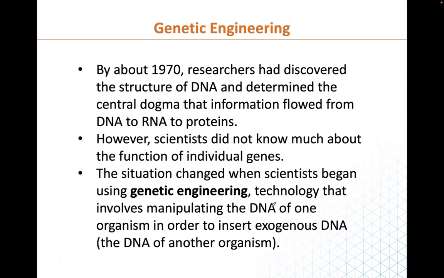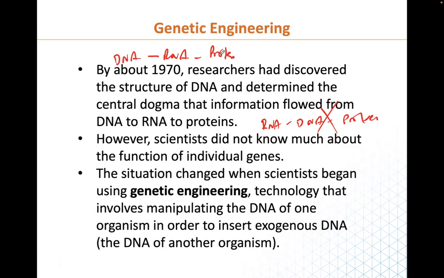By about 1970, researchers had discovered the structure of the DNA and were able to determine the central dogma, that information flows from DNA to RNA to proteins and not vice versa. So going from RNA to DNA to proteins is not possible. That is against the central dogma. The central dogma says the movement is from DNA to RNA to proteins.